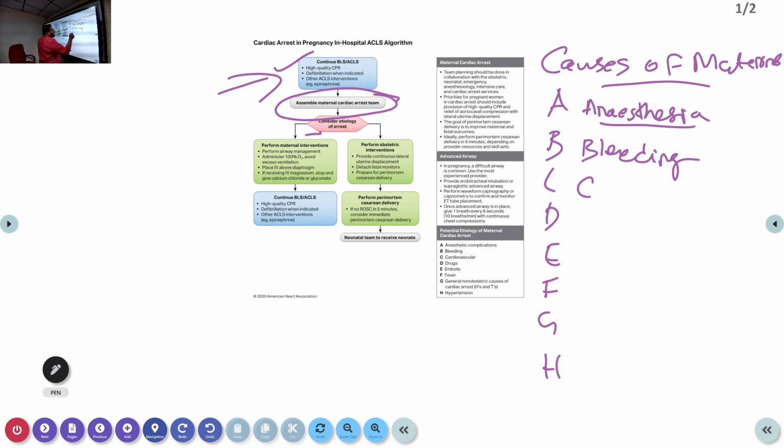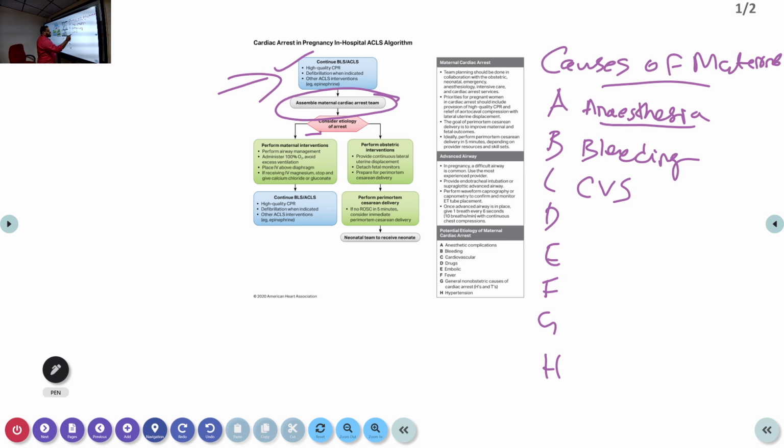Then you can have cardiovascular issues, CVS related. What can they have? They can suddenly have stress cardiomyopathy. During pregnancy, these ladies can have stress cardiomyopathy. They are also more prone to develop pulmonary embolism. So these are the other cardiovascular risk factors that you need to consider.